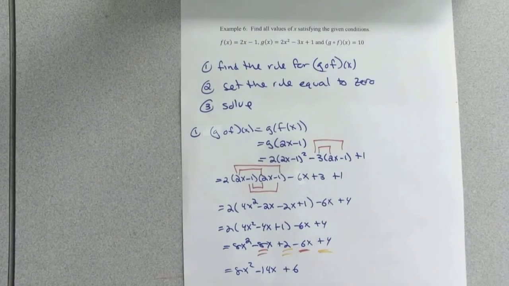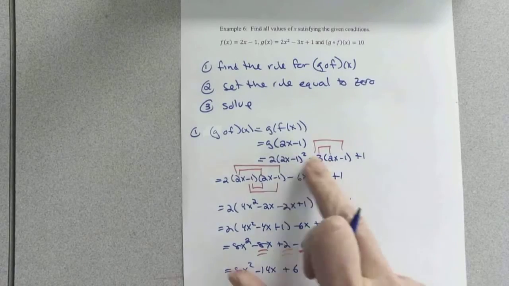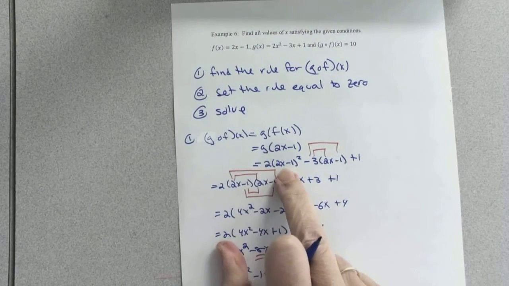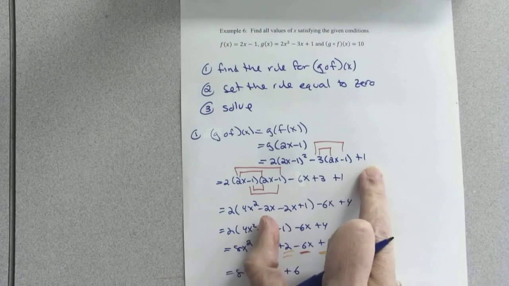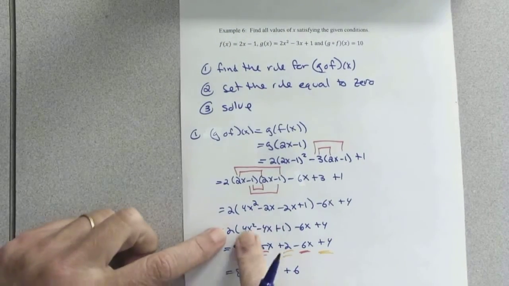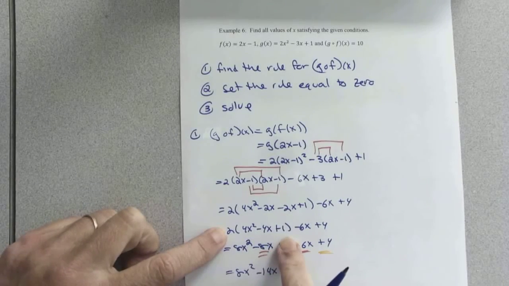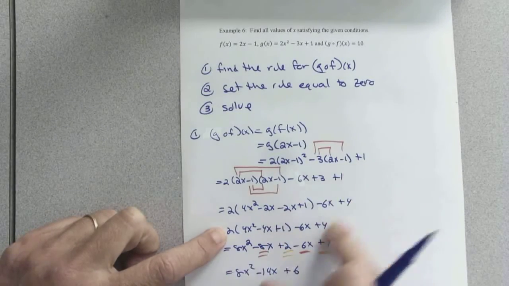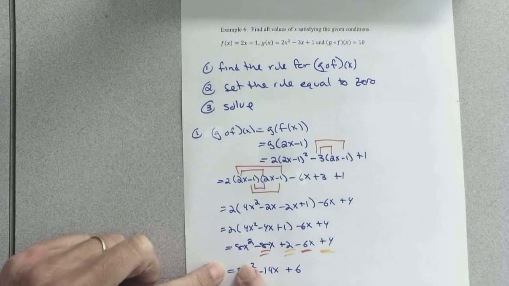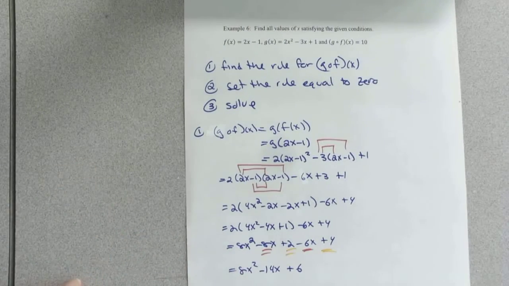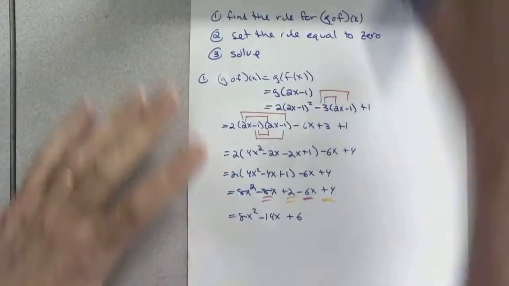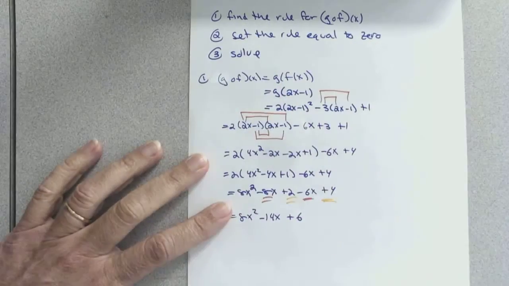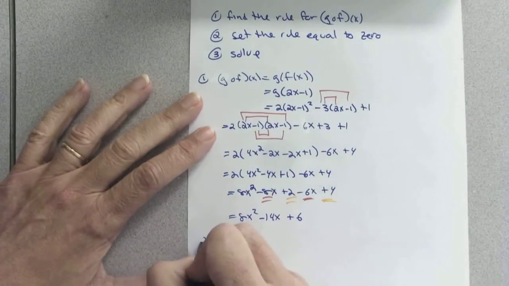Let's check that. 2x minus 1, and then 2x minus 1 squared minus 3 times 2x minus 1 plus 1. 4x squared minus 4x plus 1. I think we look pretty good there. And so there was step 1. My outlines, there's step 1. I have the formula, I have the rule.